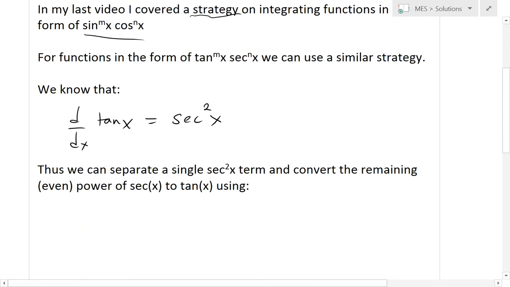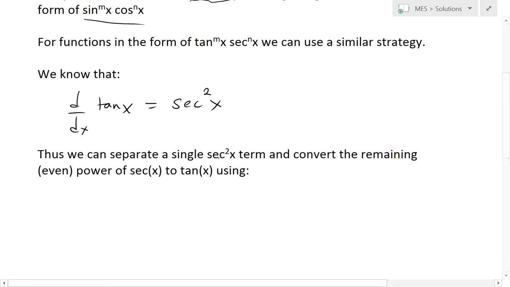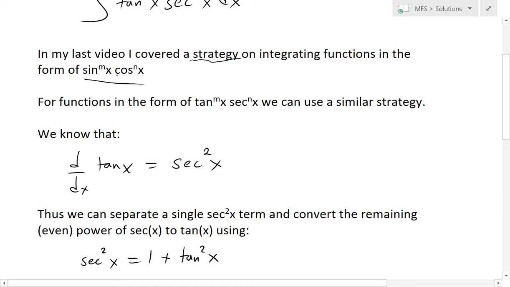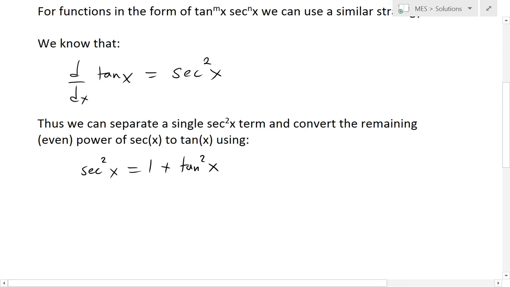Since we know this, we can separate a single secant squared term and convert the remaining, which will be an even power of secant, to tangent using the identity secant squared equals 1 plus tan squared of x. The reason we're doing this is that it's almost exactly the same as the strategy I used for sine and cos, because we're going to be separating this and then using the substitution rule.